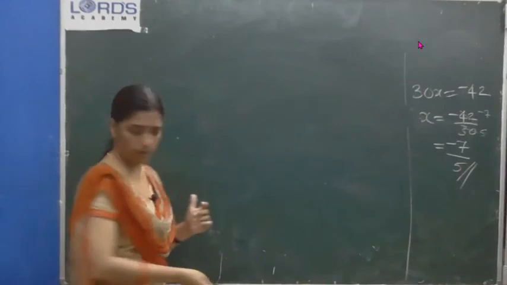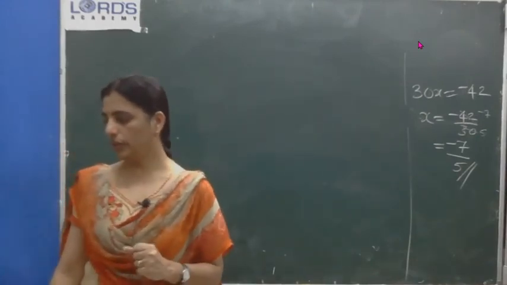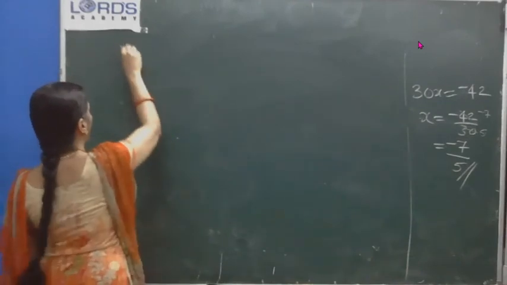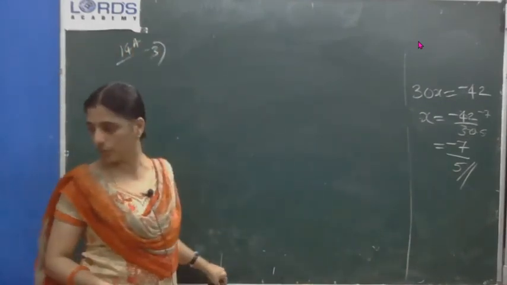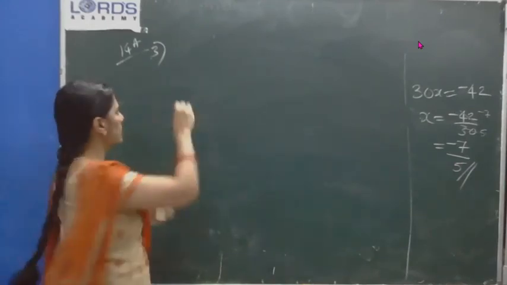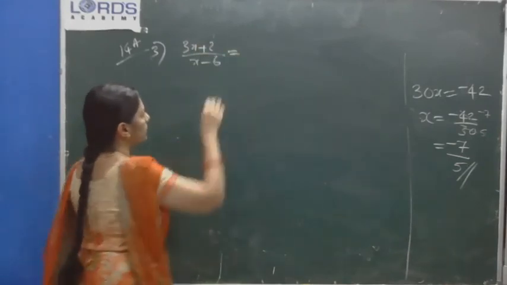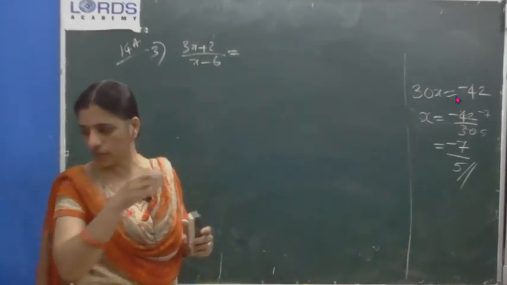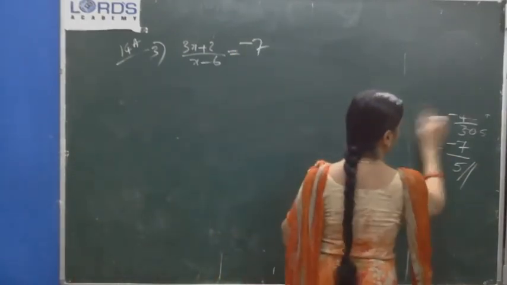Maximum questions we have to do in the remaining time. First question number 3, 14A question number 3. Very easy, compared to this question, that question is very easy. 14A question number 3, 3x plus 2 by x minus 6 is equal to negative 7. Okay, those who can, they can do.